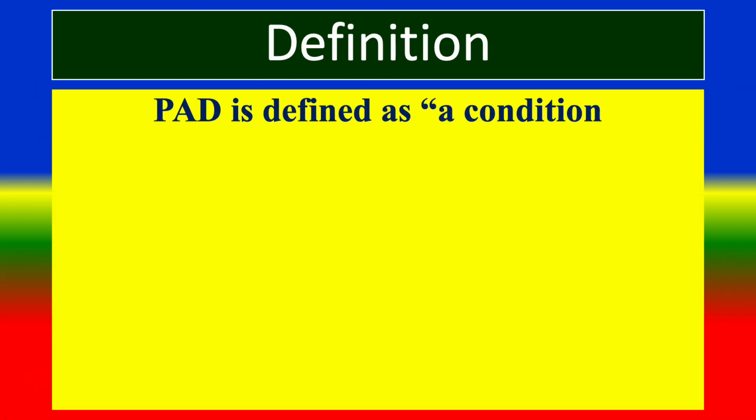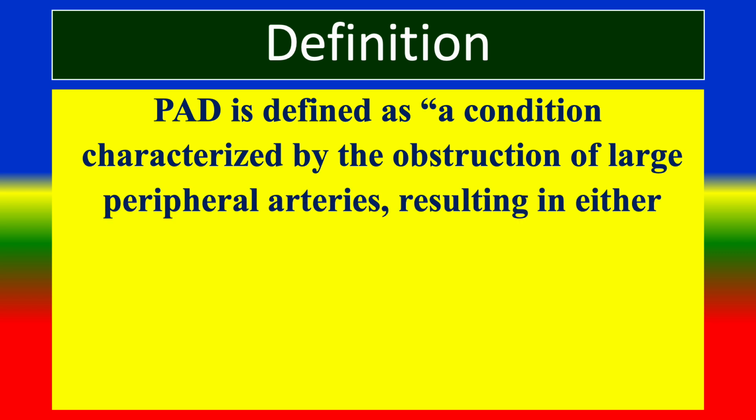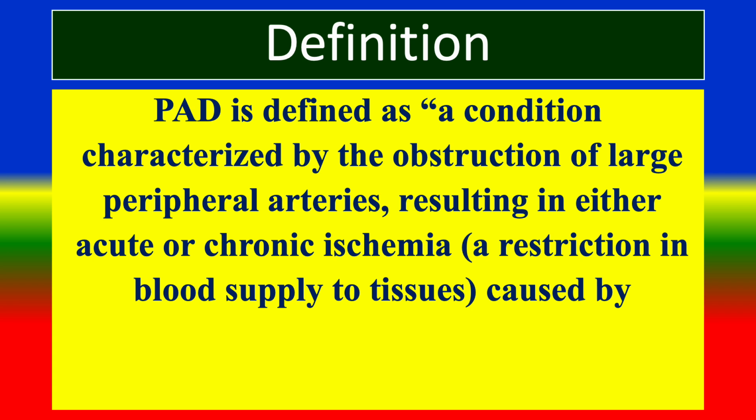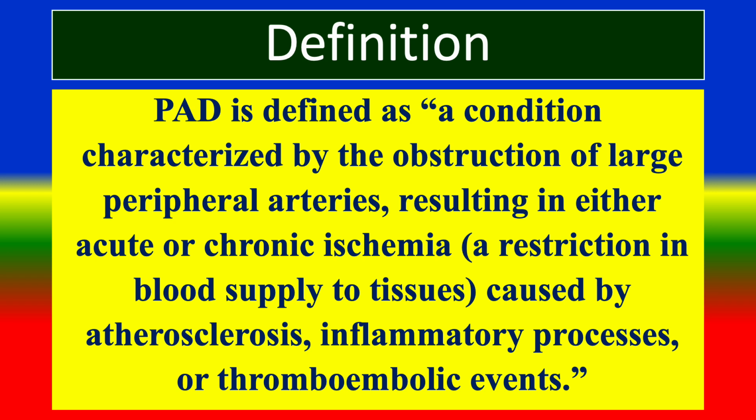Definition. PAD is defined as a condition characterized by the obstruction of large peripheral arteries resulting in either acute or chronic ischemia, a restriction in blood supply to tissues caused by atherosclerosis, inflammatory processes, or thromboembolic events.